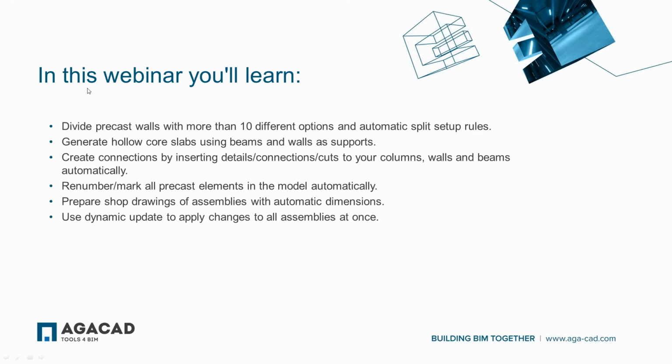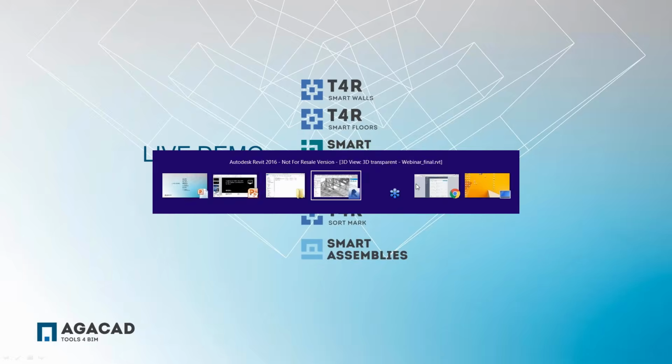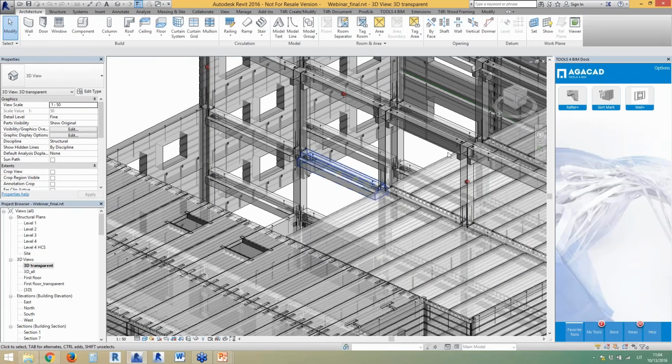So in this webinar, you will learn how to divide walls, how to generate the hollow core slabs, how to create connections, how to renumber elements, prepare shop drawings, and do some dynamic updates to assemblies. Let's just switch to Revit now and take a look at how it works.